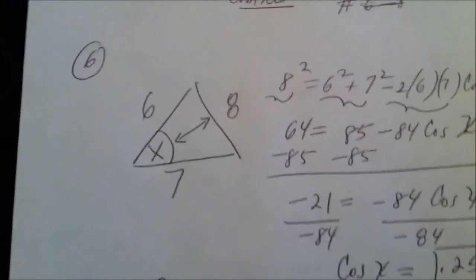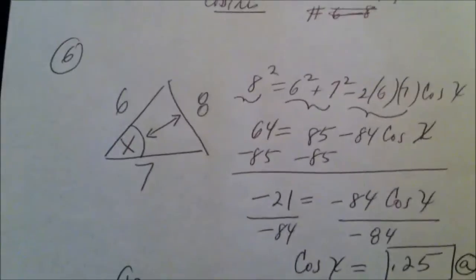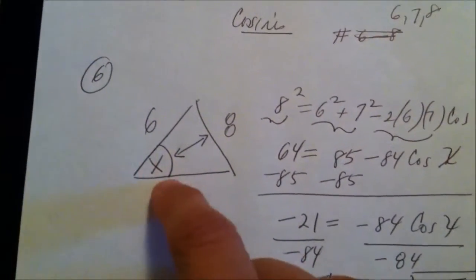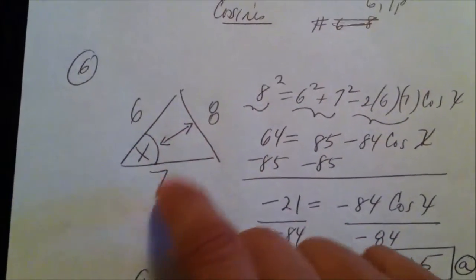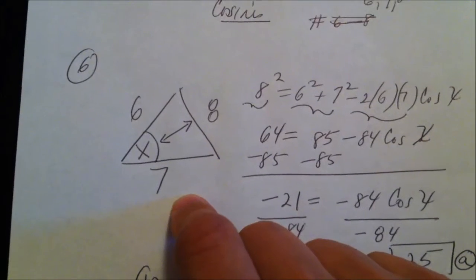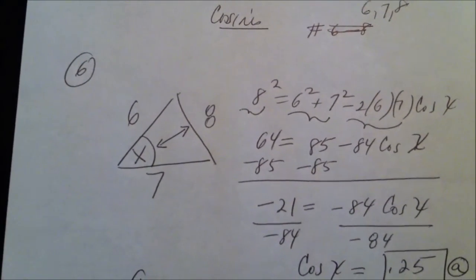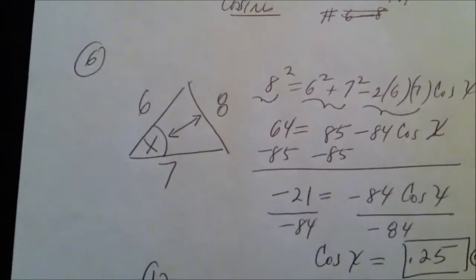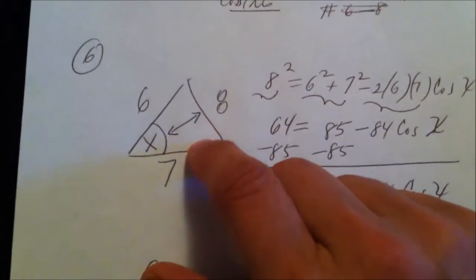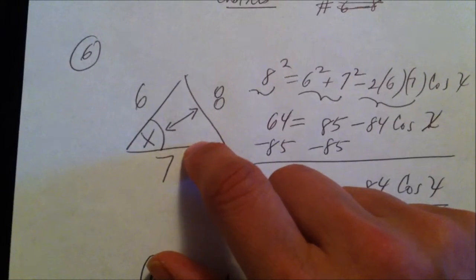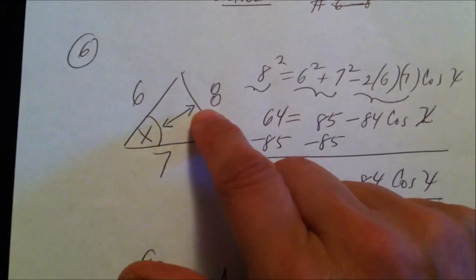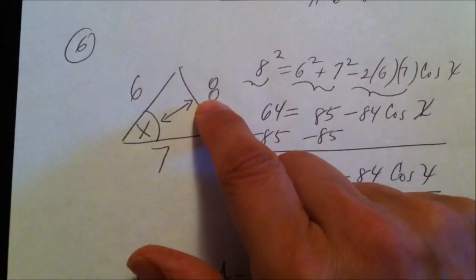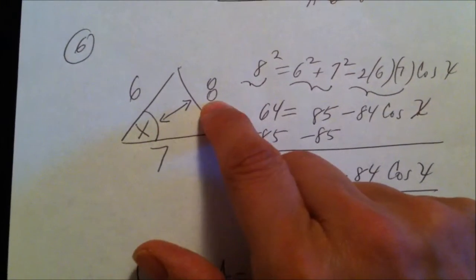Number 6 and 7 were, I call them law of cosines questions. You're given this triangle with sides 6, 7, 8, and it wants the cosine of the largest angle to start with. That's part A, and then part B wants the actual angle. In a triangle, the longest side and the biggest angle are always opposite each other. So I'm going to put the x here because it's opposite the 8.